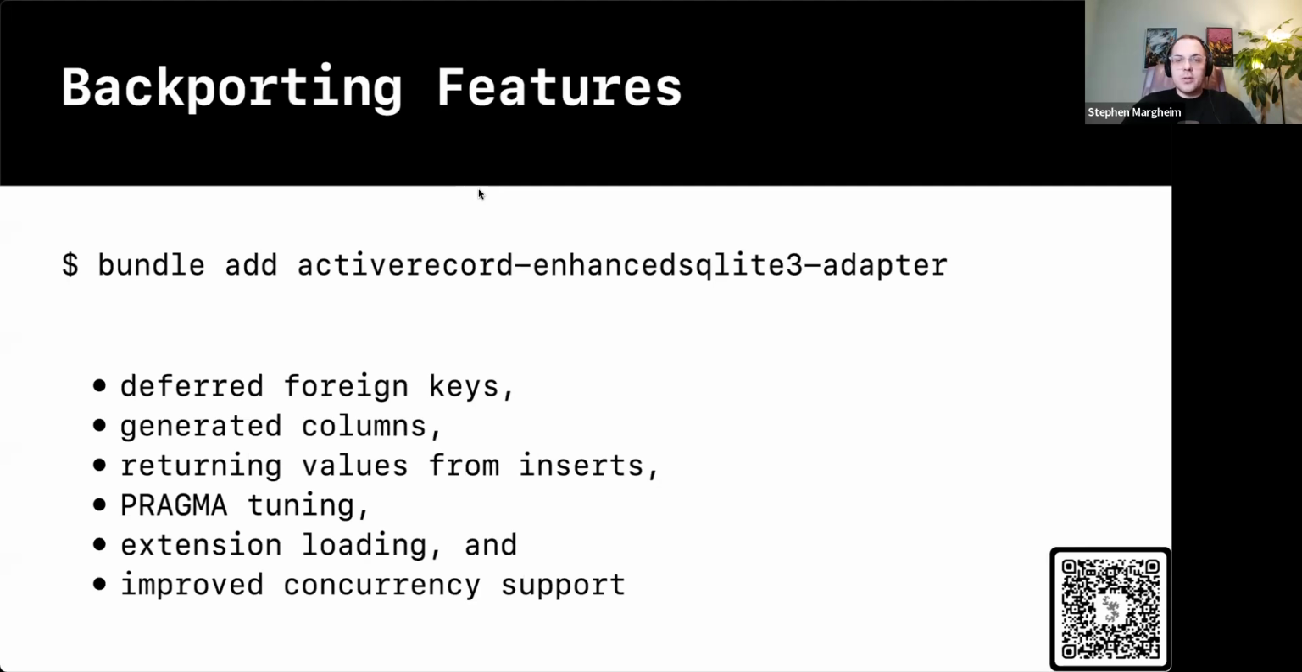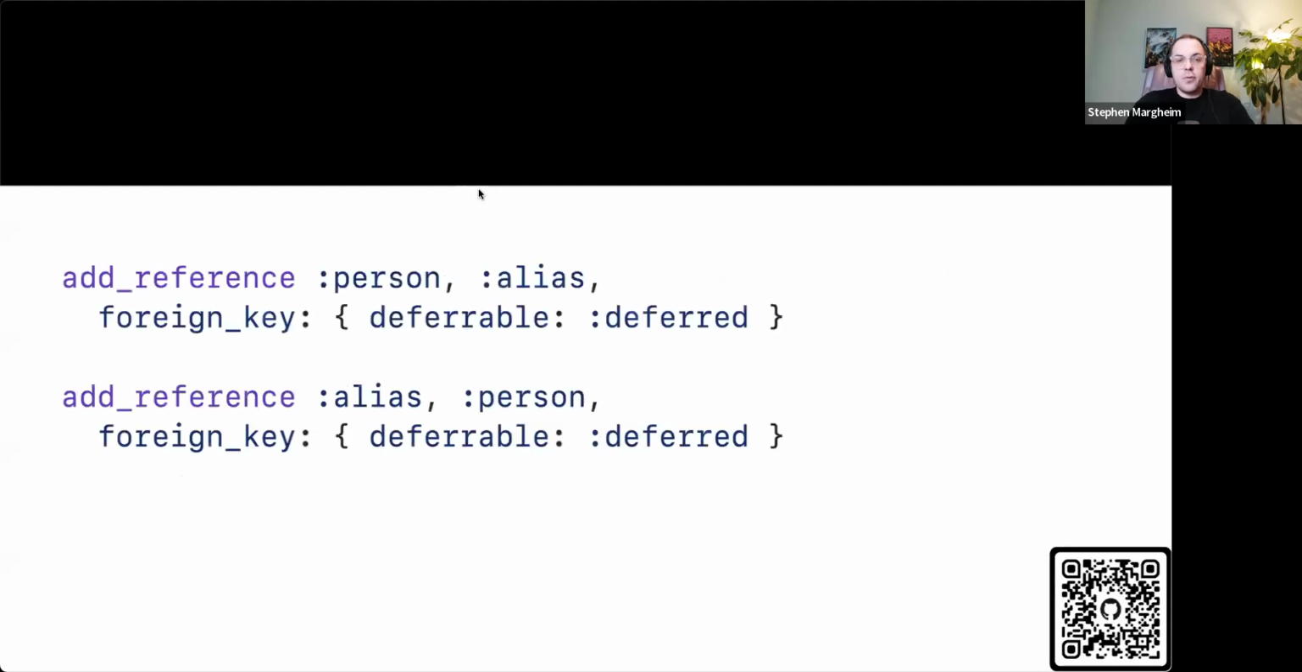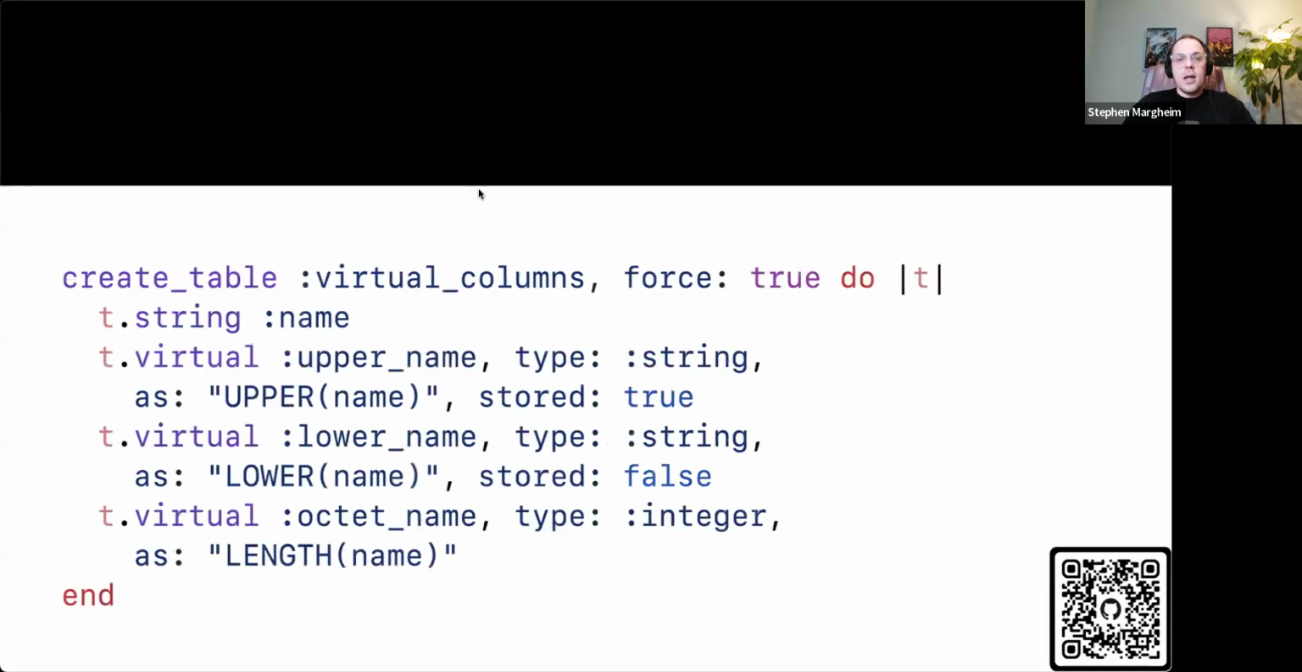Just to walk through some of those here, you can have deferred foreign keys. So that means that the constraint check for the foreign key will be done once the transaction is committed. This is a bit of an edge case thing, but when you need it, you really need it. It's in Rails 8, but if you aren't on that version and you need that feature, you can get that backported. You also have the ability to define virtual columns.